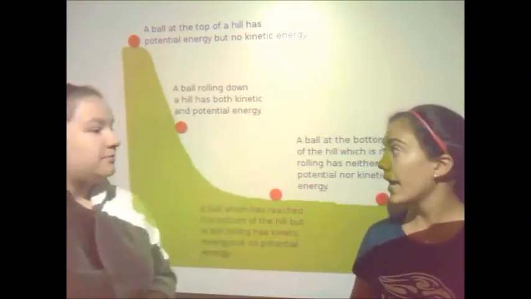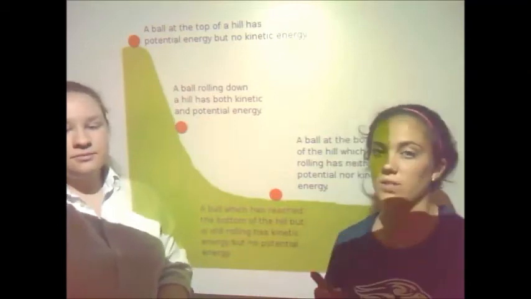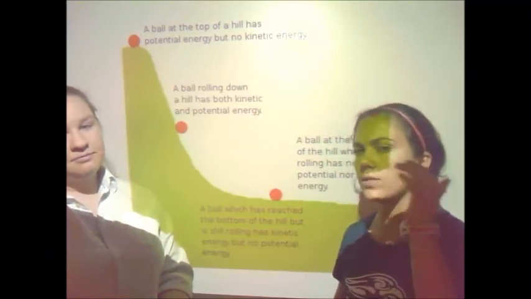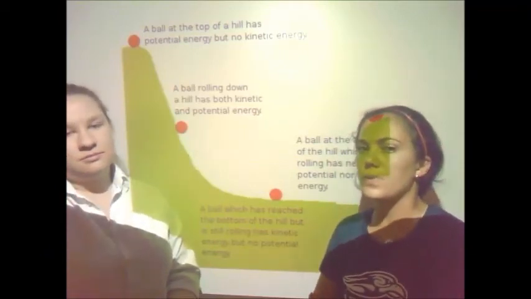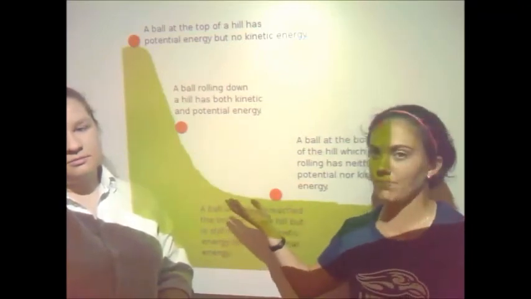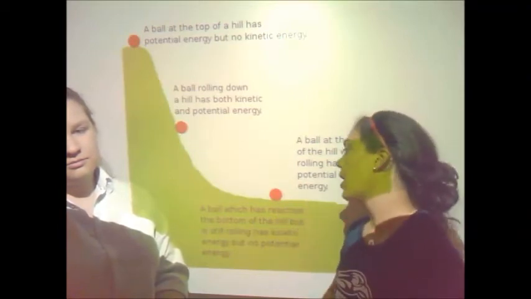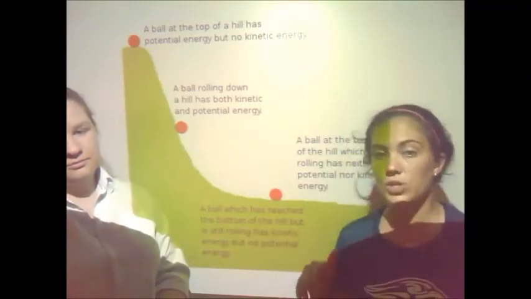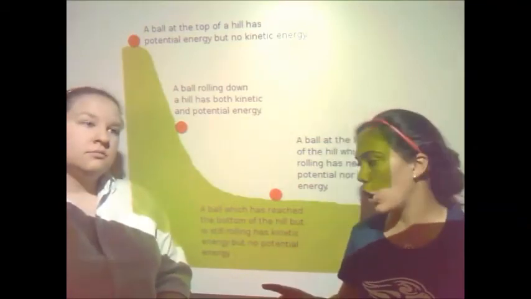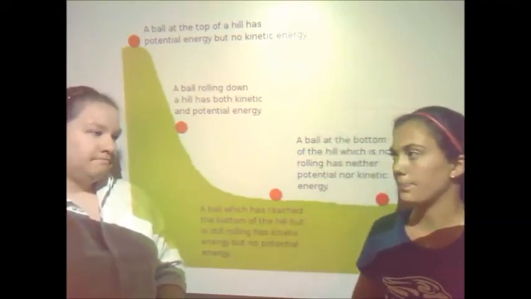Okay, Miss Baddorf. Next, here we see the ball rolling down a hill. And here is where it has potential and kinetic energy because it is moving down the hill, so it has energy, and the potential is maybe it does or maybe it doesn't because a rock or something might come and stop it. And next, right here, we have the ball reaching the bottom of the hill, but it is still rolling a little bit. So it has kinetic energy, but no potential energy, because what do you know? It's not doing any work.